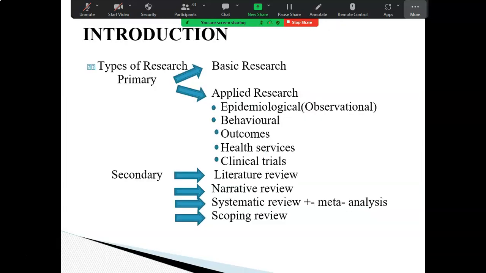we know that there are basically two types of research. We have primary research and secondary research. Primary research consists of basic research, like in the animal science, applied research, things like epidemiological studies, behavioral studies, outcomes research, health services research, and clinical trials. But we have the other type, which is called the secondary type of research, that deals with literature review, narrative review, systematic review, and meta-analysis, and scoping review. What essentially they do is that they aggregate data from primary research to arrive at secondary research.